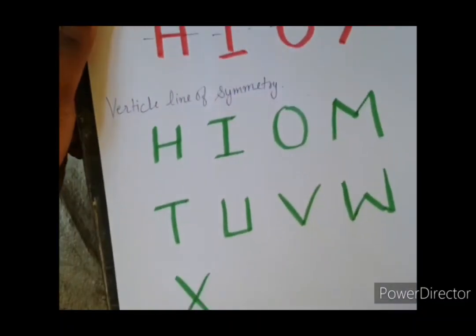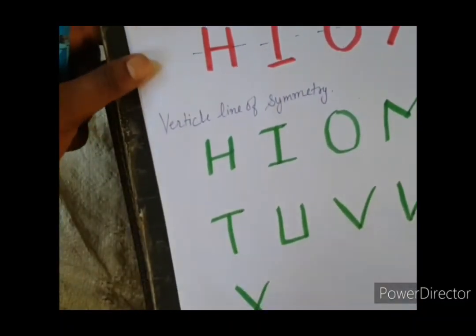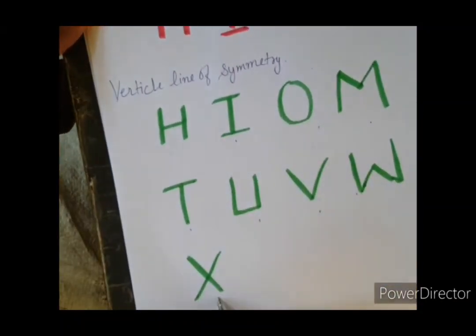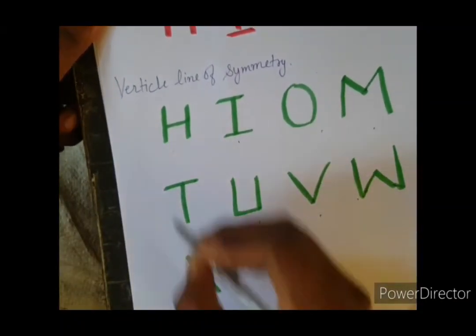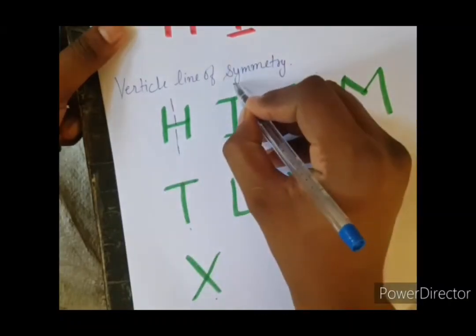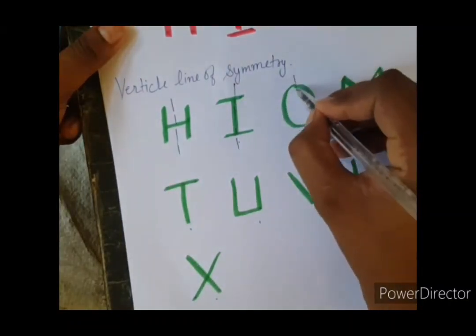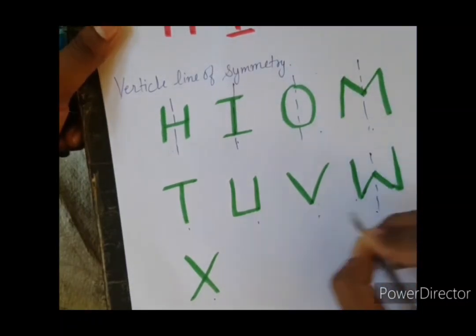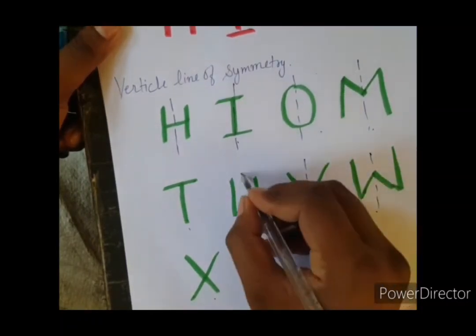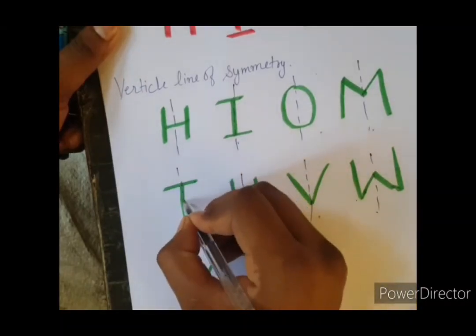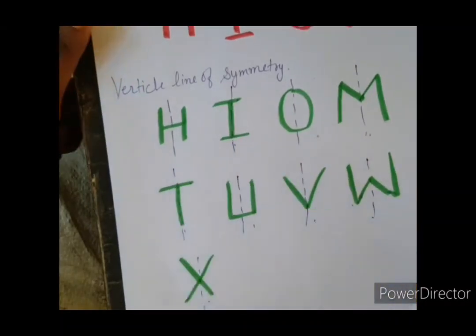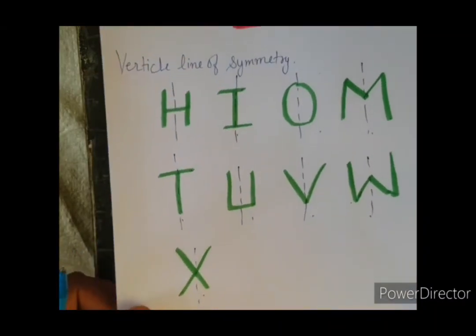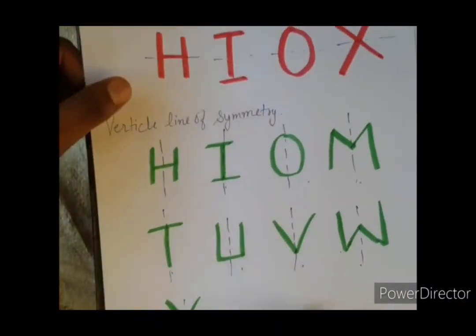So same here, like in H, I, O, M, T, U, V, W and X, you can divide them by a vertical line of symmetry, which will divide these alphabets exactly the same on both faces. Can you see the symmetry on each side of the dotted line? So this is what we have given you as a task. I hope you all have done this.